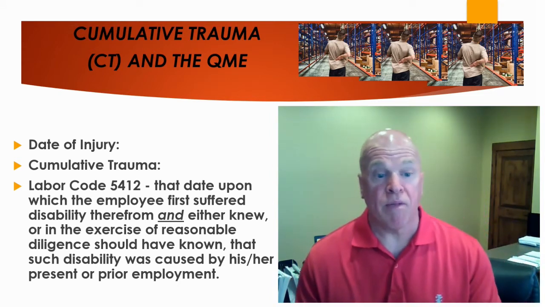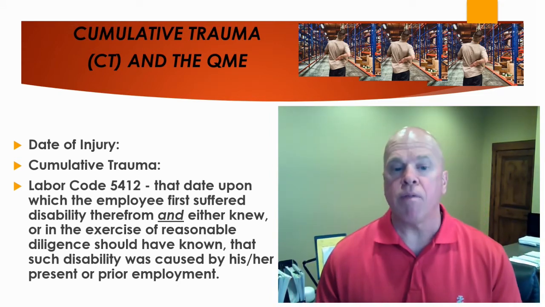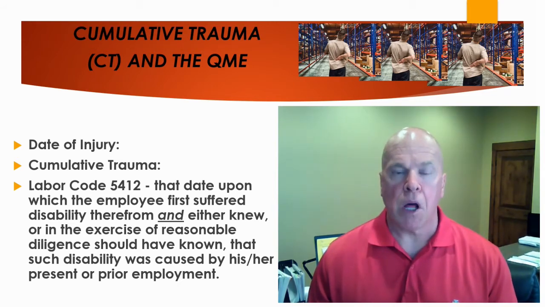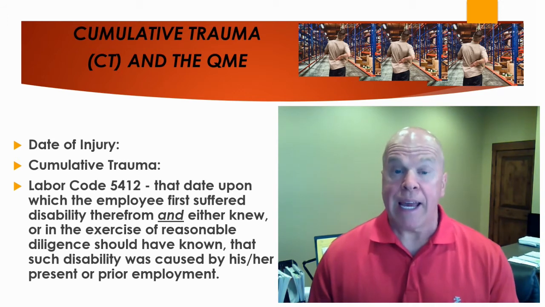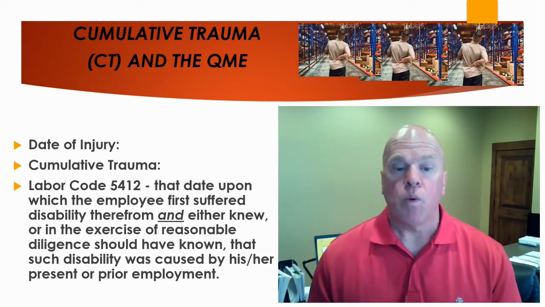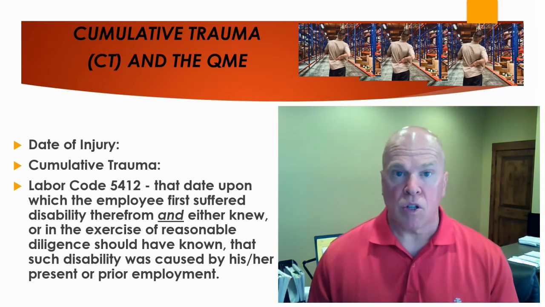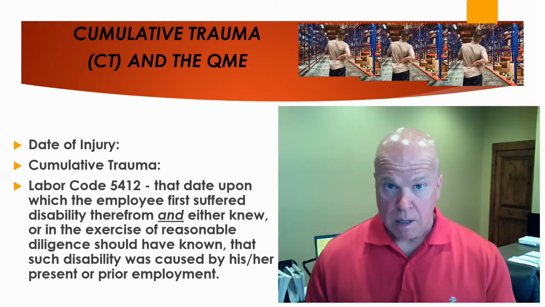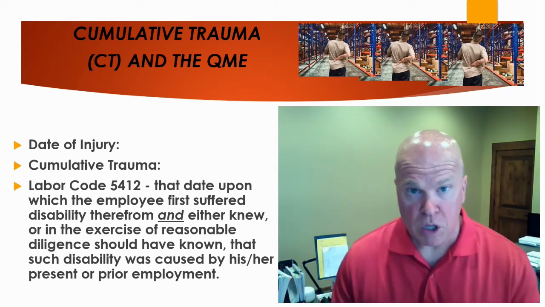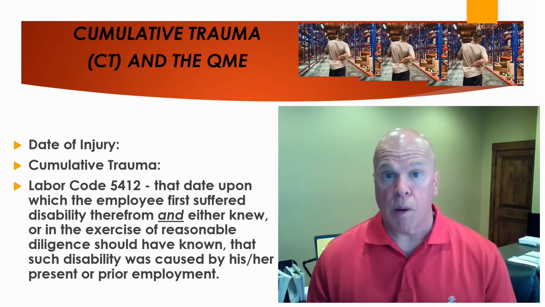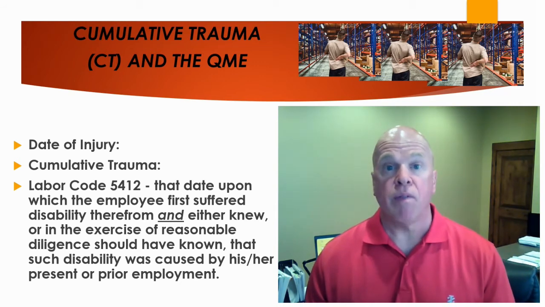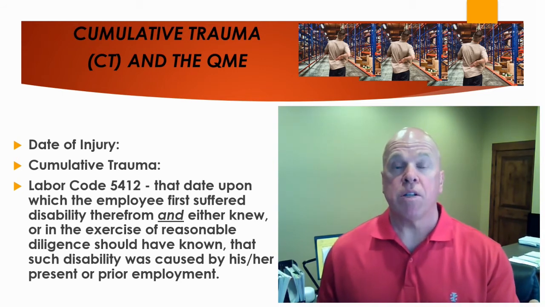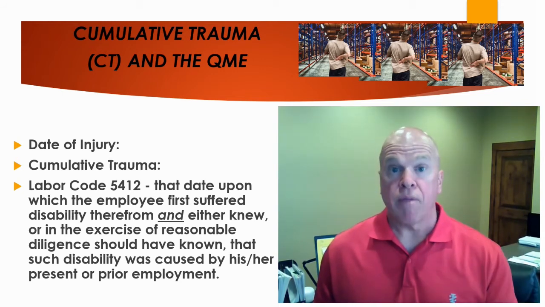And this is described for us in Labor Code 5412, which tells us that the date of injury for a cumulative trauma injury claim is that date upon which the employee first suffered disability therefrom, first suffered disability from the injury, which is work restrictions, total temporary disability, and/or a need for medical treatment. And so that's the first criteria, when the employee first suffered disability.